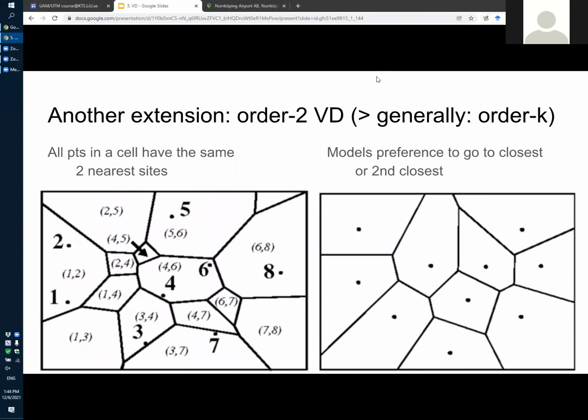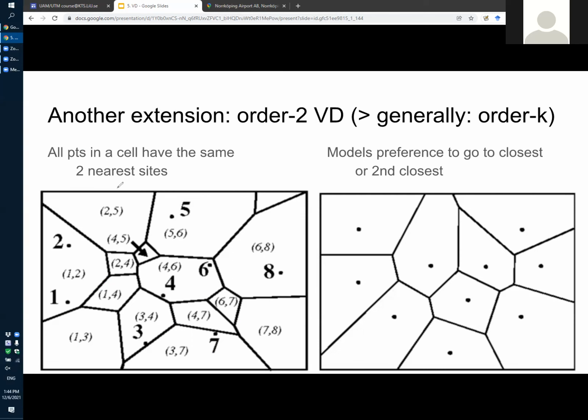Another extension that I want to mention for the Voronoi diagram is the so-called order 2, or more generally order K Voronoi diagram. And again, it is the decomposition of the plane into cells. But now within the cell, not only the closest site is the same, but the two closest sites are the same.